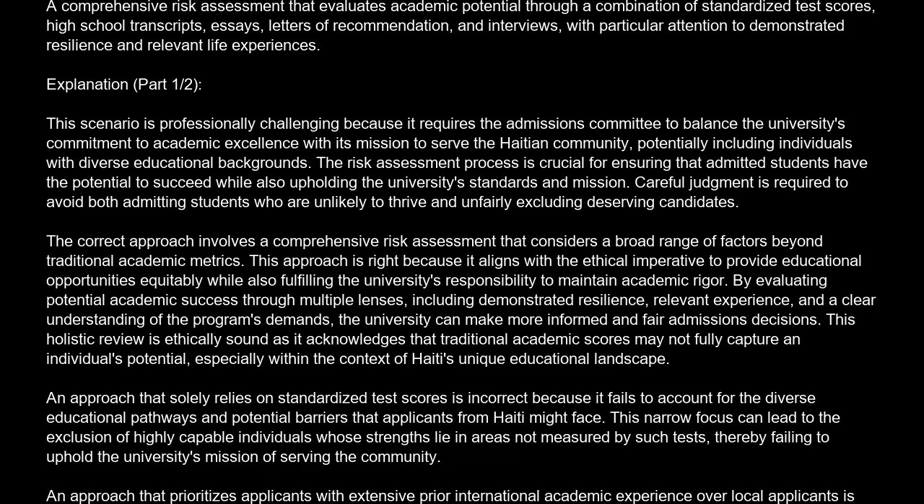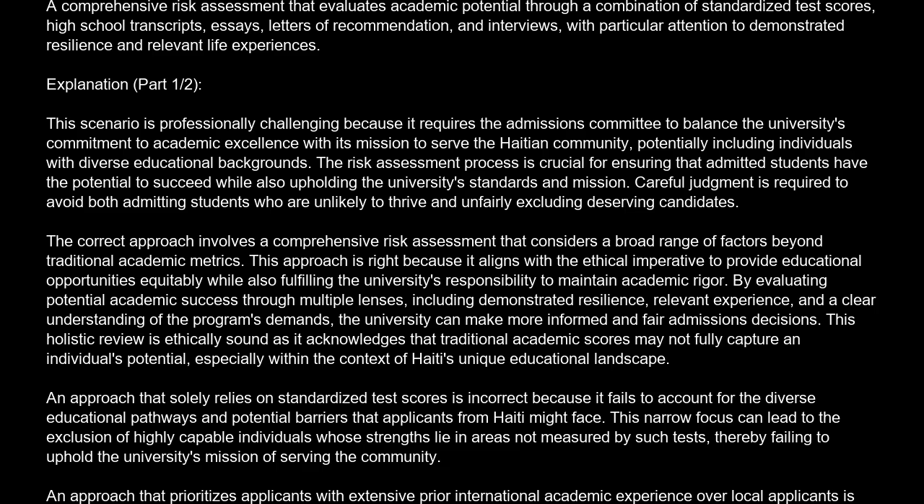The risk assessment process is crucial for ensuring that admitted students have the potential to succeed while also upholding the university's standards and mission. Careful judgment is required to avoid both admitting students who are unlikely to thrive and unfairly excluding deserving candidates. The correct approach involves a comprehensive risk assessment that considers a broad range of factors beyond traditional academic metrics. This approach is right because it aligns with the ethical imperative to provide educational opportunities equitably, while also fulfilling the university's responsibility to maintain academic rigor.